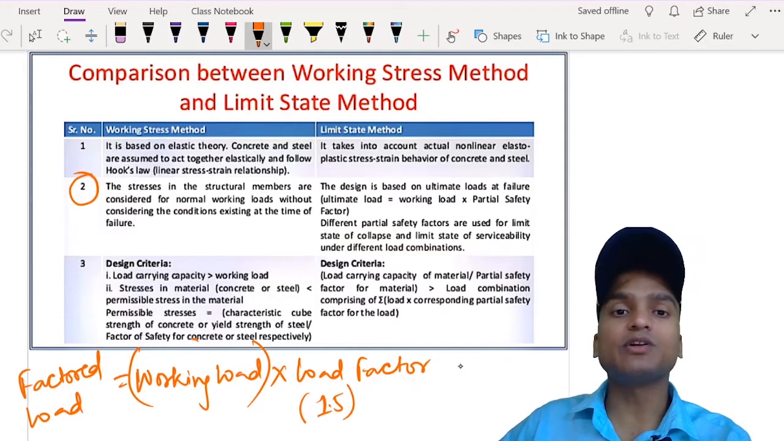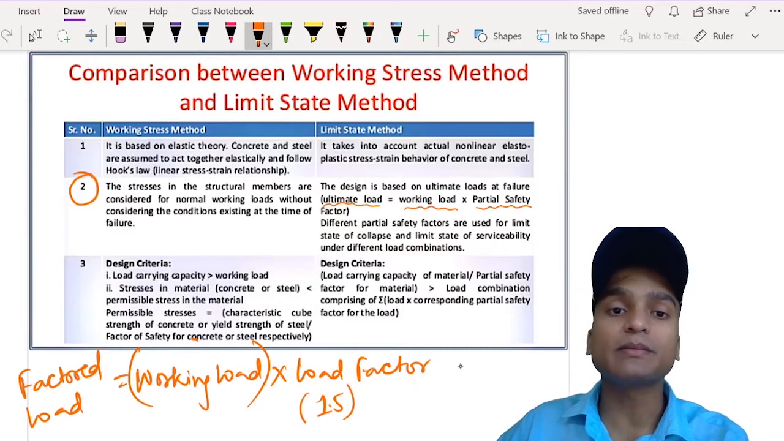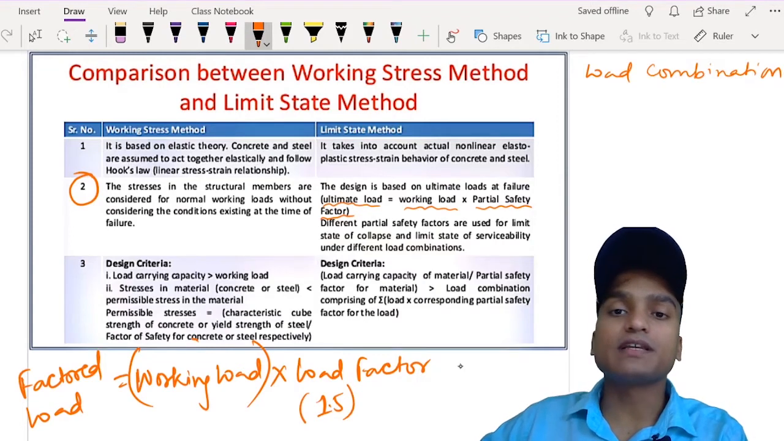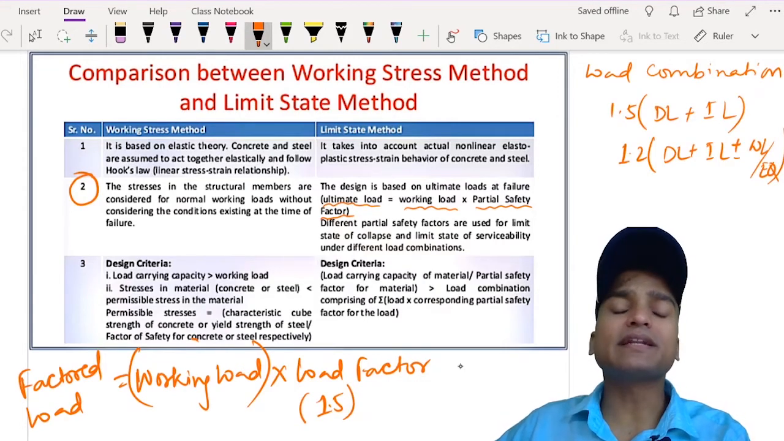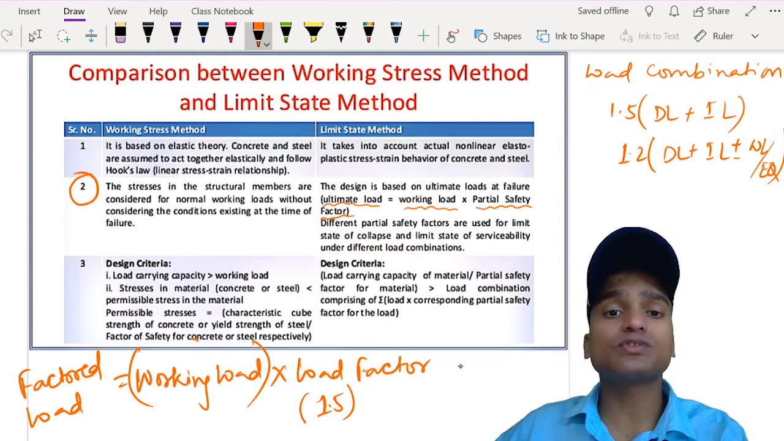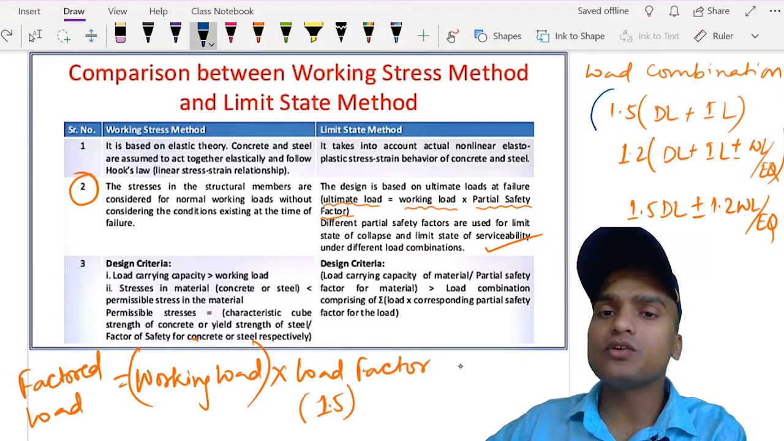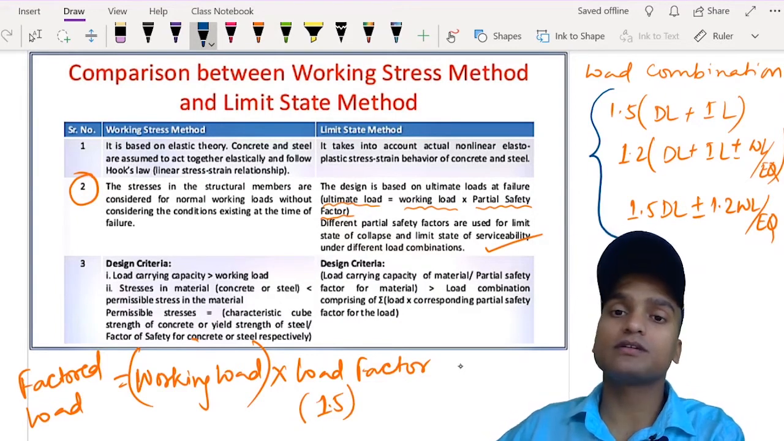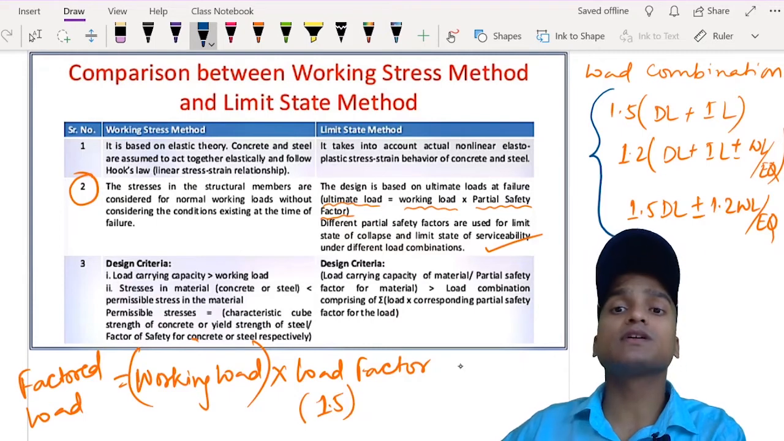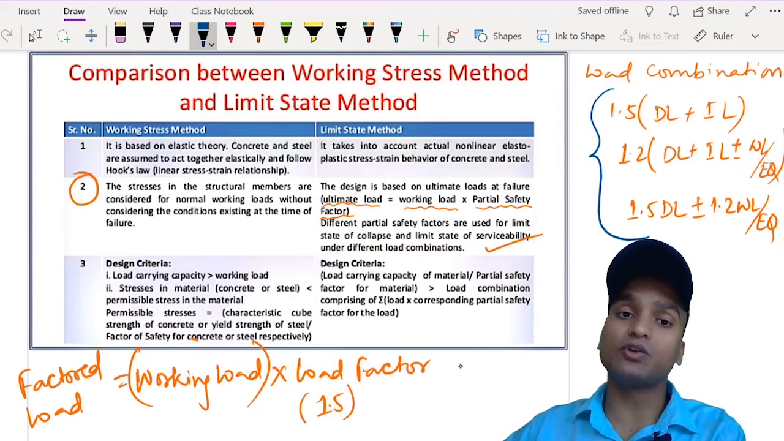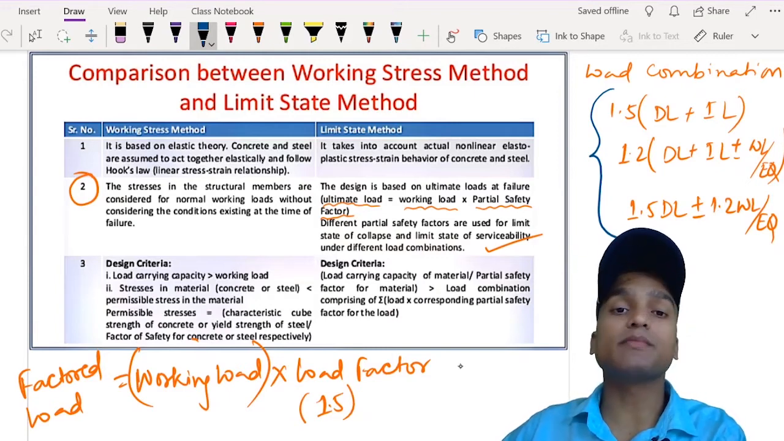We assume that ultimate load क्या होगा, वर्किंग लोड जो है उसमें हम पार्शियल सेफ्टी फैक्टर को मल्टीप्लाई करते हैं, और ये फैक्टर्स हमने देखा है लोड कॉम्बिनेशन में from Table 18 of IS 456. So here many times different partial safety factors are used for limit state of collapse and limit state of serviceability under different load combinations. और इन सारे लोड कॉम्बिनेशंस को कैलकुलेट करने के बाद जो भी लोड मैक्सिमम आएगी, मीन्स जो भी सबसे वर्स्ट सिचुएशन होगा स्ट्रक्चर के लिए, for that value of ultimate load we will be designing in the limit state method.